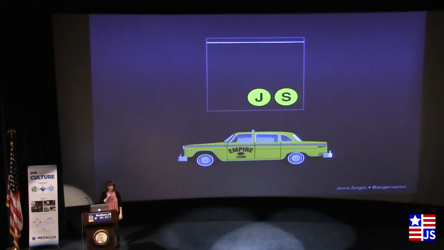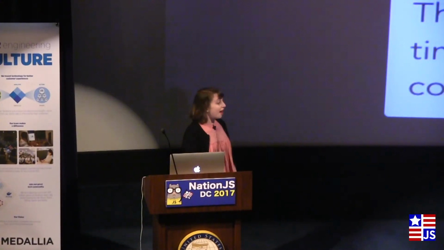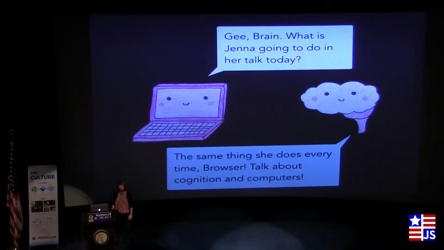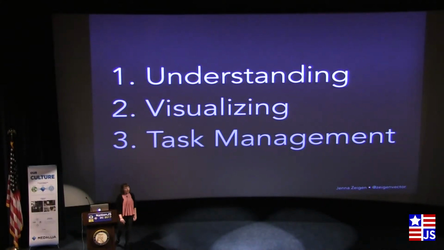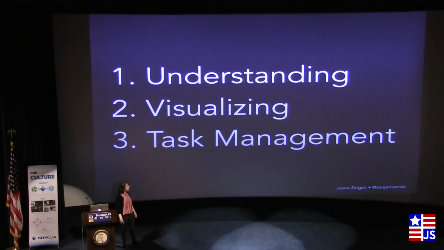All right, so what's this talk going to be about? I'm going to be comparing bits of how human cognition works and how the human brain works to how the browser works. So I'll be talking about three overarching concepts. One is understanding, so how do humans process language and how does the browser process HTML, CSS, and JavaScript. Visualizing, so how does the human visual system work versus how does the browser end up putting pixels on your screen. And task management, can humans multitask and can browsers multitask?